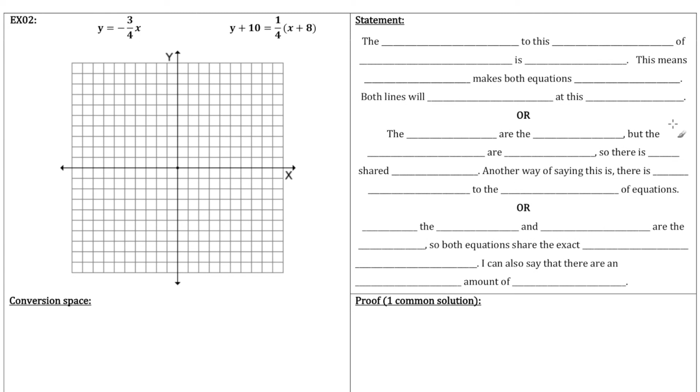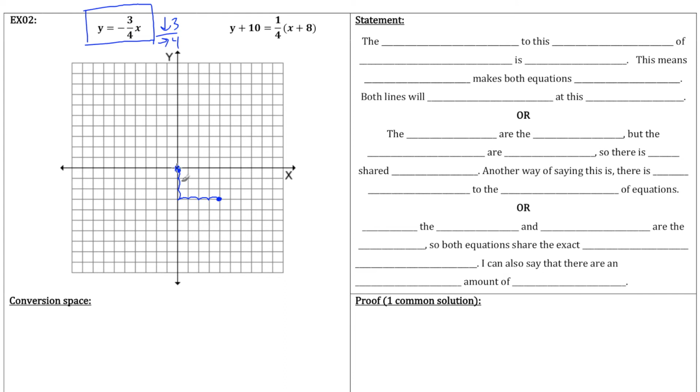and let's do it again. So we have y equals negative 3 over 4x. Let's go ahead and graph that. So we start at (0, 0), or our first solution is at (0, 0). And we go down 3, right 4. So 1, 2, 3, 1, 2, 3, 4.